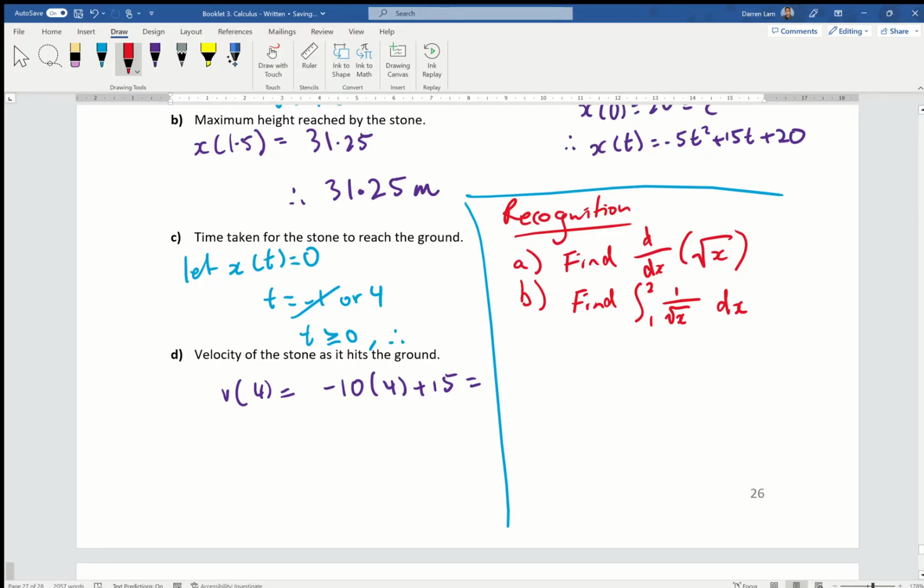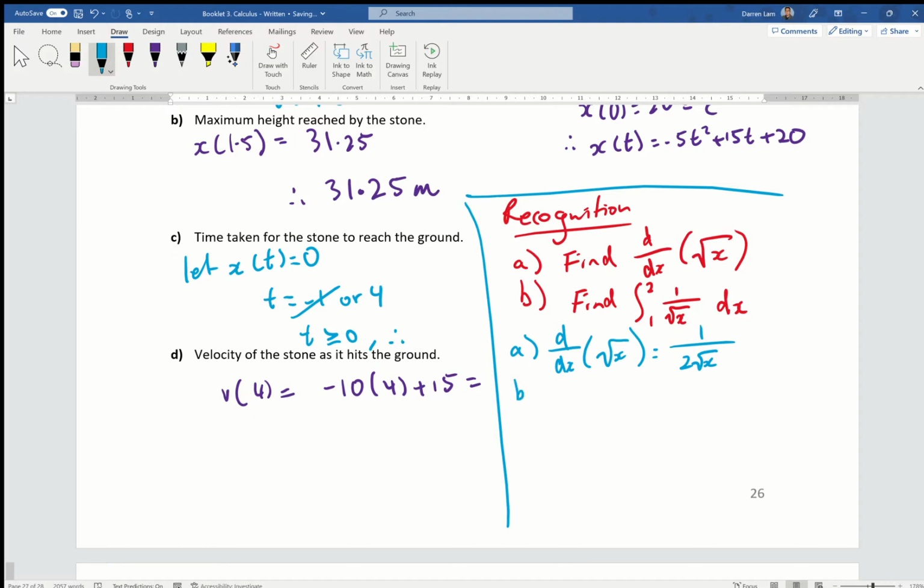Okay, so the first one's very easy. It's just your standard differentiation. Just make square root of x into x to the power of half, and I'm assuming we're okay with that. I'm just going to write it out. The derivative with respect to x of the square root of x equals 1 over 2 root x. That's just your standard differentiation.